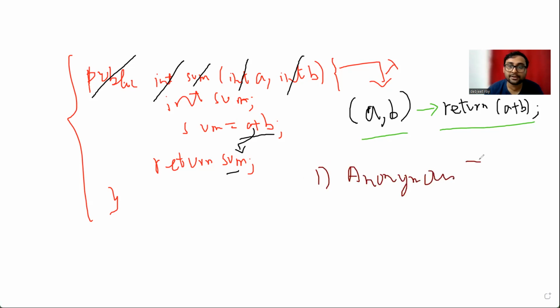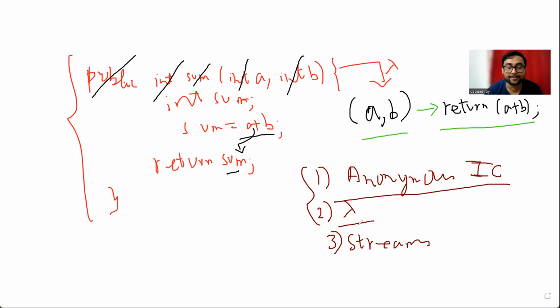With the help of anonymous inner class, we can reduce this code. With the help of it, we can call another method from the main method. The second way is with the help of a lambda function. The third way is with the help of streams. Streams also will help you reduce it to one single line, but we will be learning it in collection, after collection. As of now, we will be understanding these two things: anonymous inner class and lambda expression.